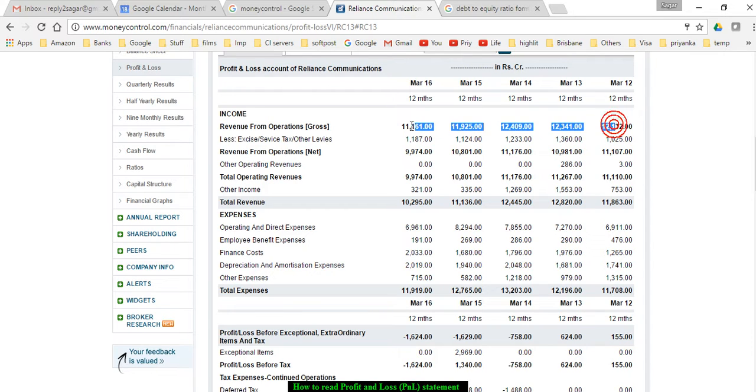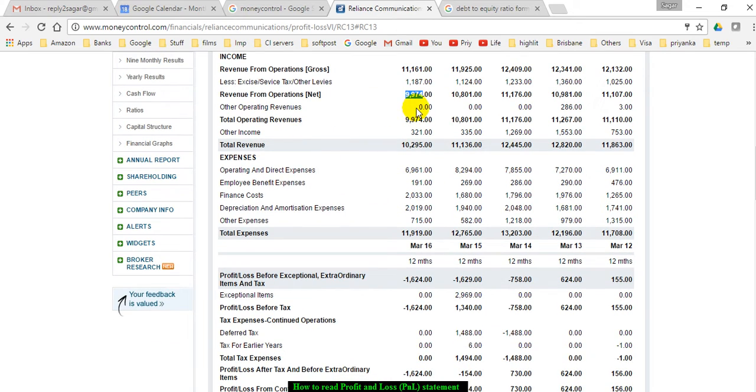So you can notice that the revenue of this company is going down, which is not good for the stock investors. Then we have this less excise, service tax, other levies. Then revenue from the operations is considered as 9,974, because from the total revenue they have to deduct this service tax or whatever taxes are there in that particular country. So 1187 crores have been deducted from this revenue, and so the total revenue from the operations is 9,974 for this company. Then other operating revenue is zero, so total operations revenue is 9,974. Other income is 321.